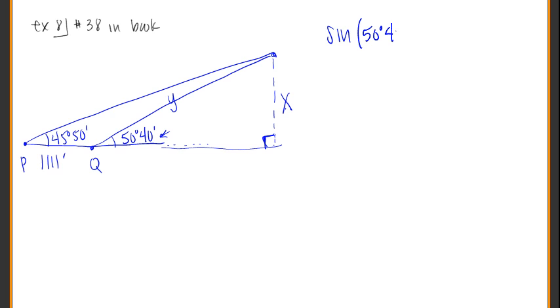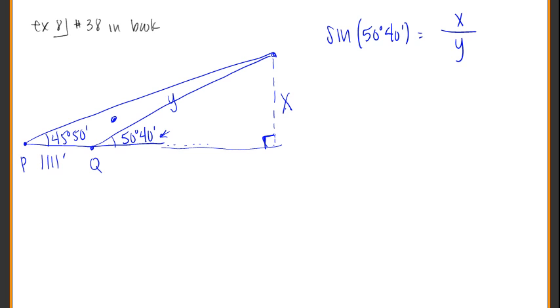So opposite over hypotenuse is sine. So sine of 50 degrees and 40 minutes is going to be the side opposite, which is X, over the hypotenuse Y. So if I can get that hypotenuse Y through this other triangle over here, which is not a right triangle, using something from this chapter, then I can plug it in and we'll be done with the problem. So let's do all this other work here for a second and we'll come back to this.